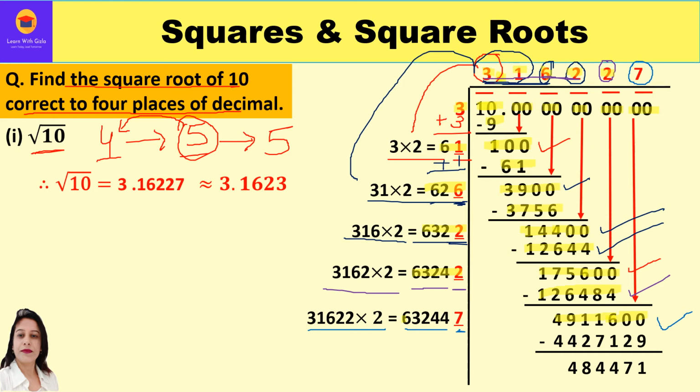So 632447 multiplied by 7, I will get the product 4427129, and the difference is 484471. After this we will stop the long division process because we don't have any more periods left, and we already got 5 places of decimal, right? So we can say the square root of 10 is 3.16227, which is the quotient.